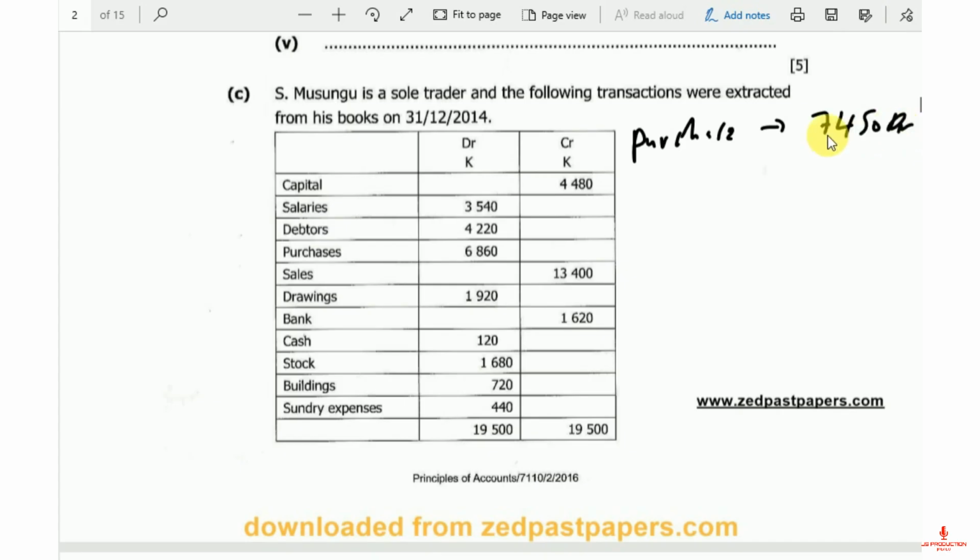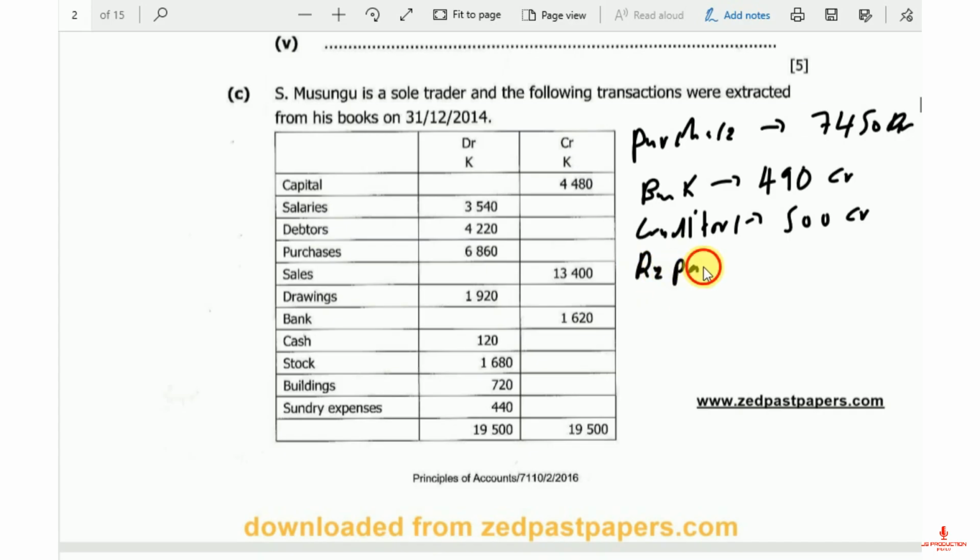Then we also had bank, and bank we had a balance of 490, and that had a credit balance. Then we also had creditors, and that had 500 and it had a credit balance. Then we also had repairs, and repairs had a balance of 50, and that was on the debit side.